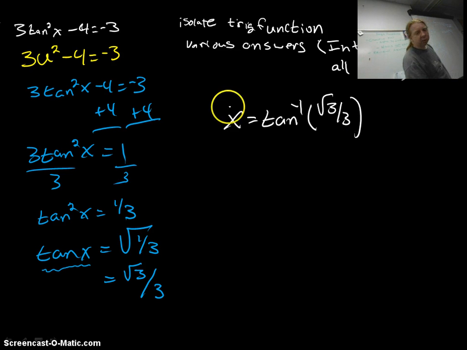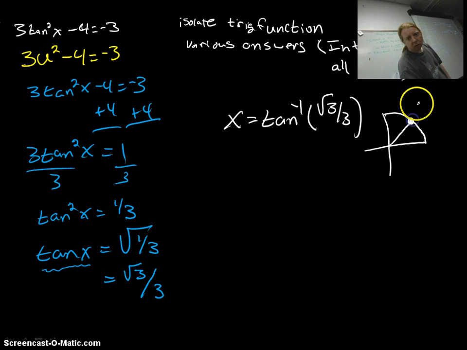I know from the unit circle, if I look for the angle where I have an xy that's going to give me root 3/3, I'm looking at 30 degrees. And for our purposes, I'm going to write that as the radian answer of pi/6.